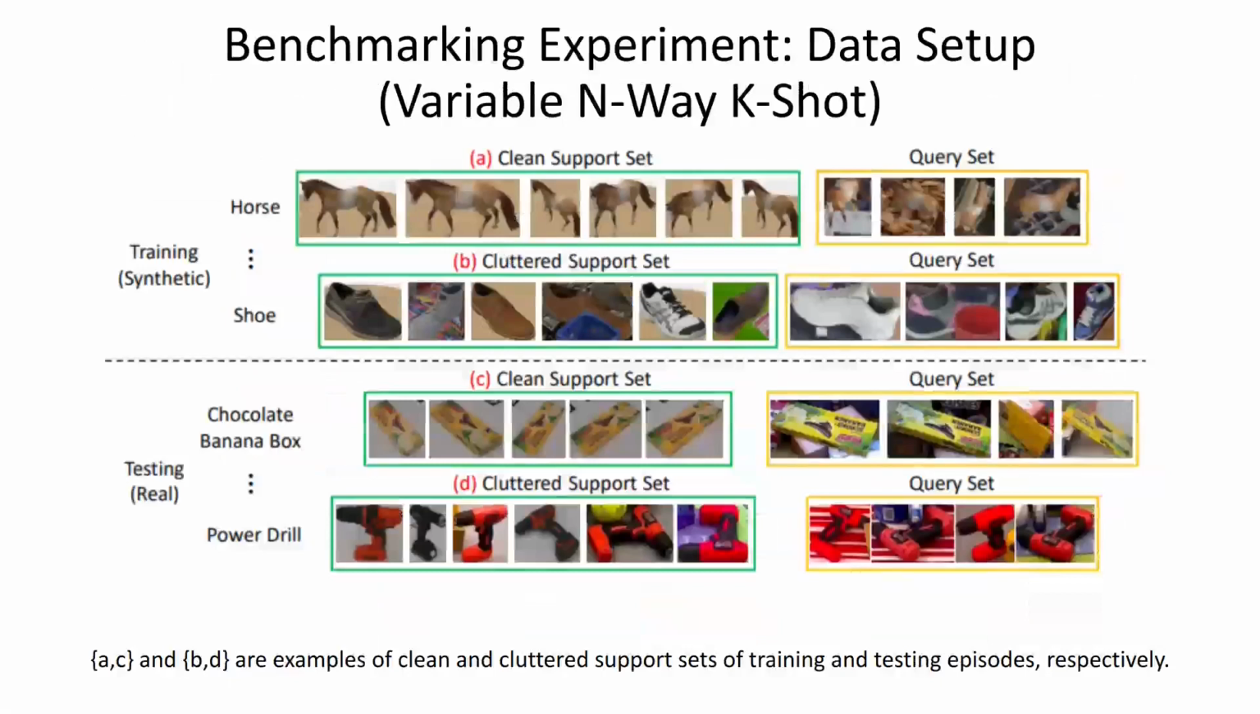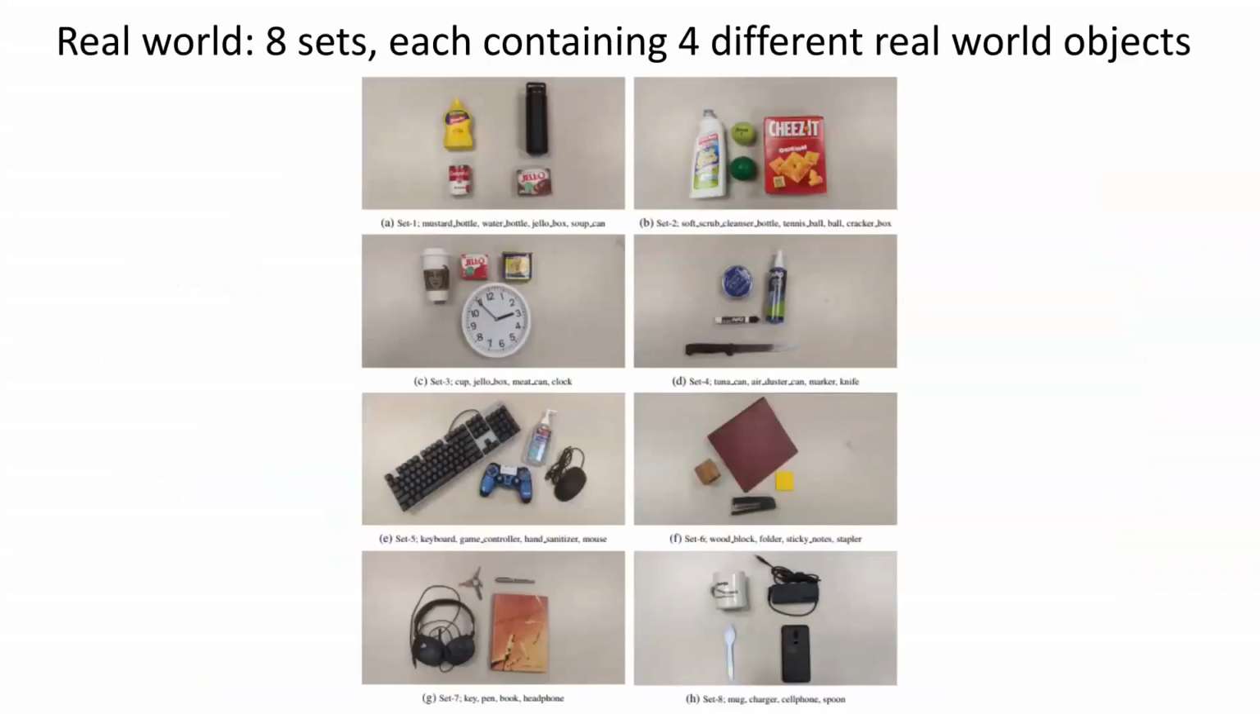For the benchmarking experiments, we have used variable N-way K-shot episodes. Training data consists of synthetic images, testing data consists of real images. Episodes are again divided into 2 based on support set, one comprising of clean support set and the other comprising of cluttered support set. Query set in all the cases are comprised of cluttered images. Our real world setup consists of 32 objects divided into 8 sets, as shown in the figure.